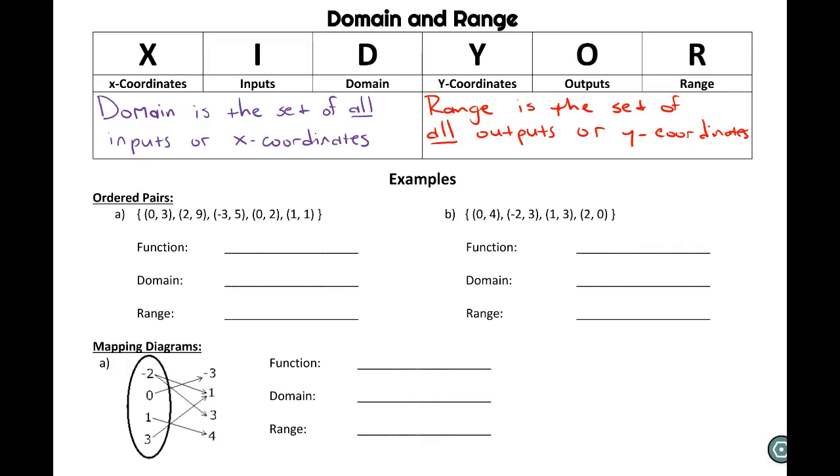Alright, so let's get into it. Domain. Domain is the set of all inputs or x-coordinates. Range is the set of all outputs or y-coordinates. So domain is x, range is y.